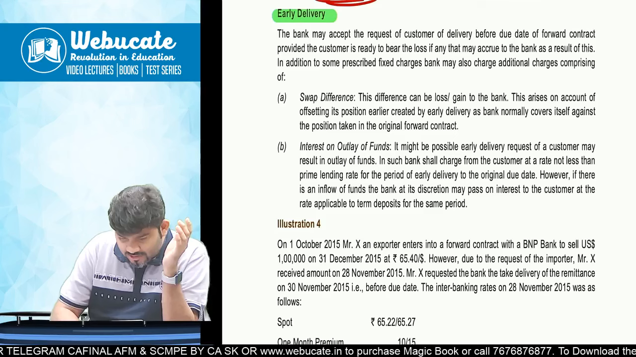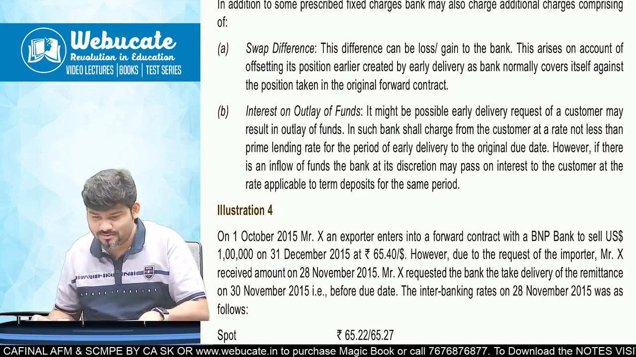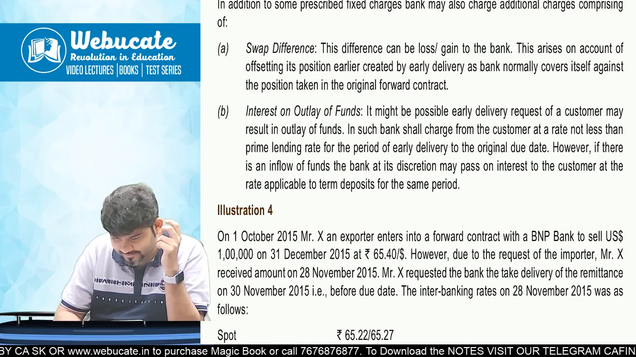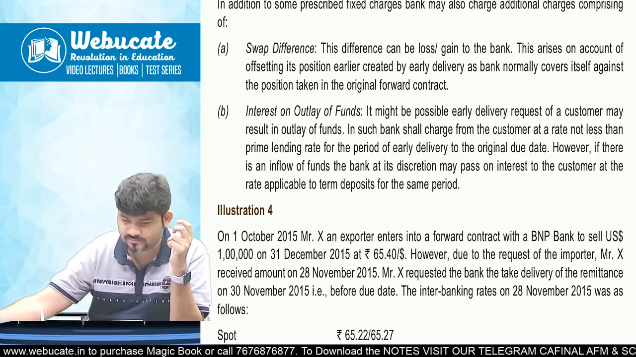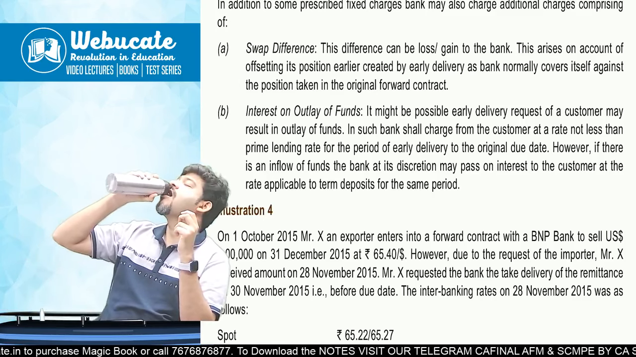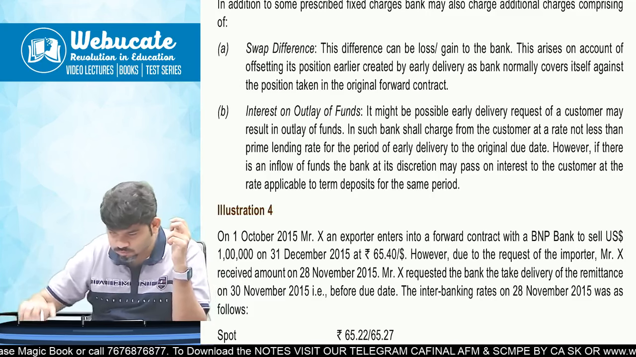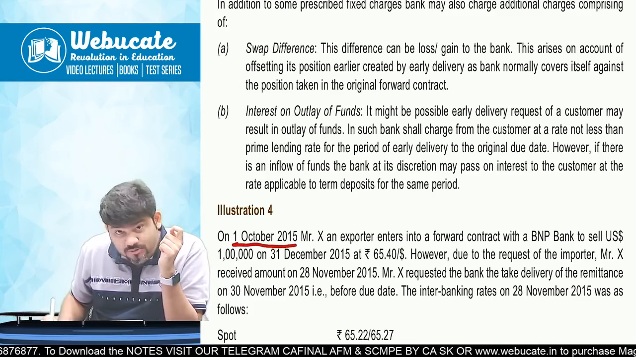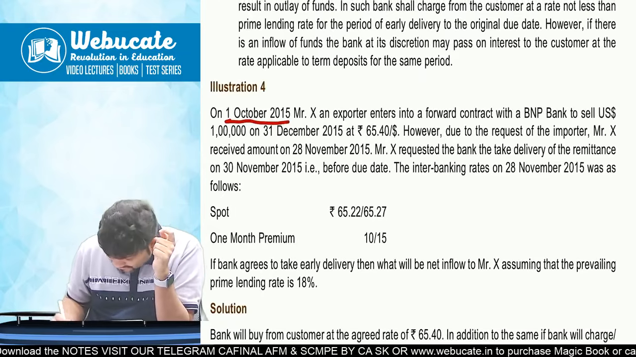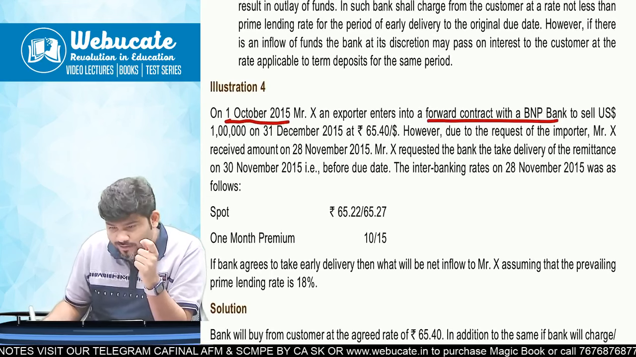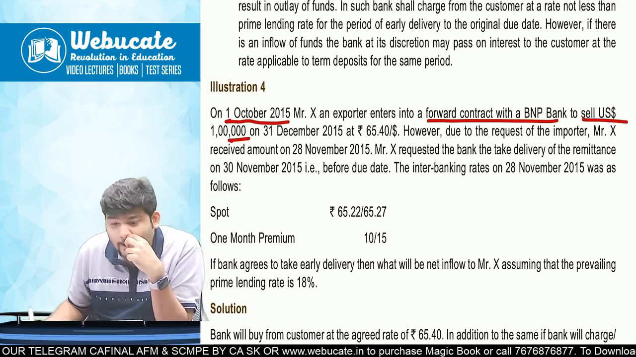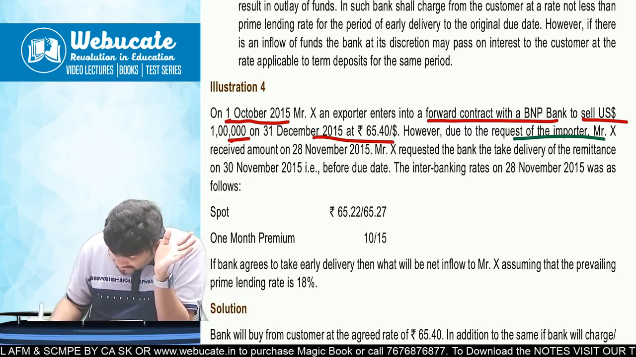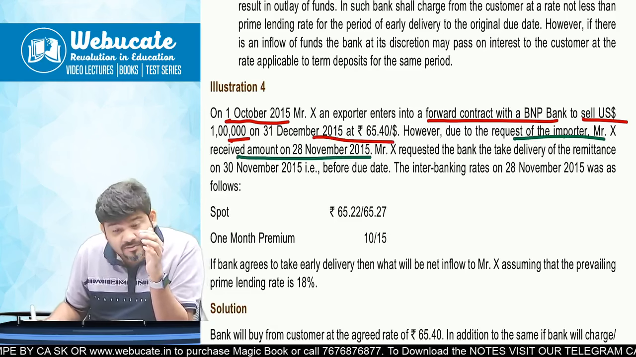On 1st October 2015, Mr. X, an exporter, enters into a forward contract with BNP Bank to sell US$1,00,000 on 31st December at 65.4. However, due to request of the importer, Mr. X received the amount on 28th November 2015.